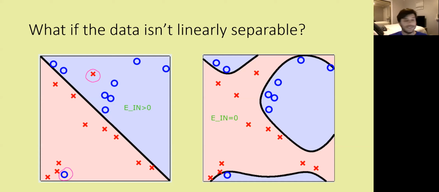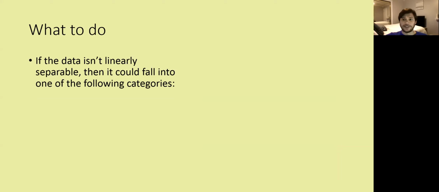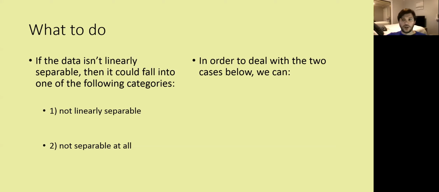You won't have a perfect in-sample error, but that may generalize better out of sample, right? There's a trade-off there we ought to be considerate of. So what do we do? Well, if it's not linearly separable, it could fall into one of the following categories: not linearly separable, or not separable, period, given the constraints on the hypothesis set. And in order to deal with the two cases below, we would do the following.